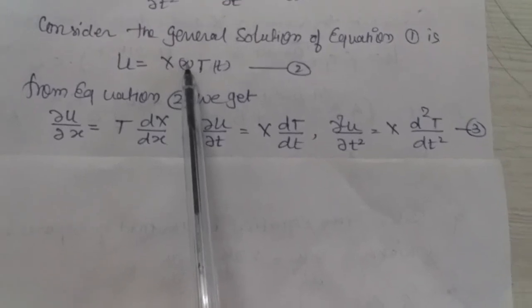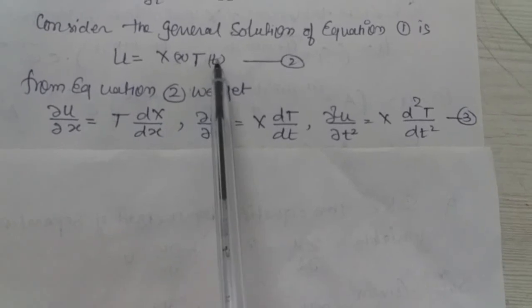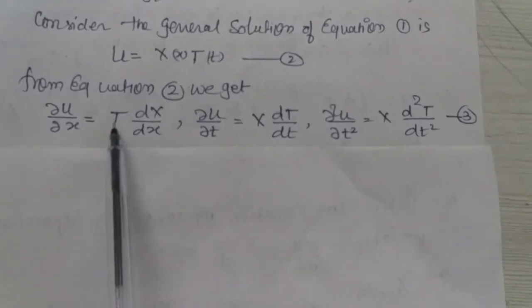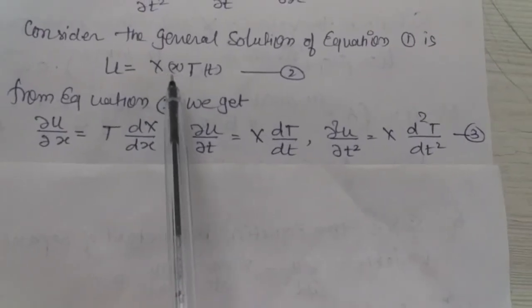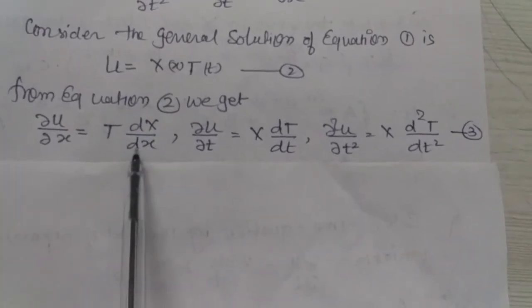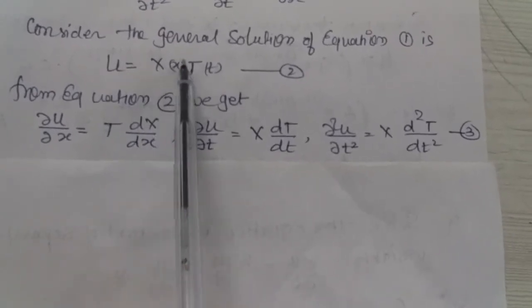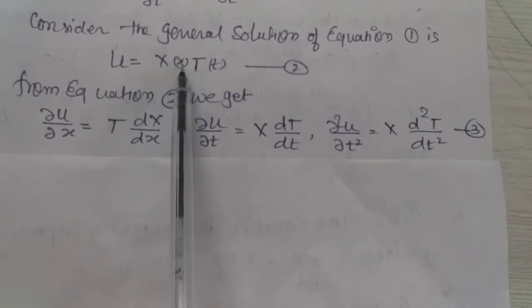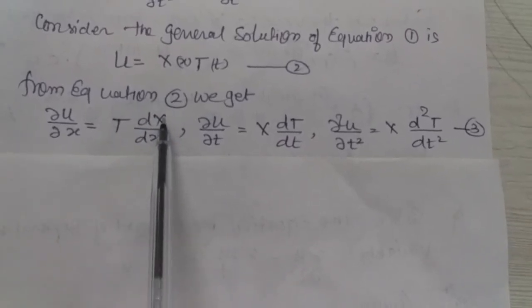Since T is a function of t, therefore it is constant with respect to x, and therefore we multiply T as it is. Now the partial derivative of X with respect to x is dX by dx, because X is a function of x only, that is it contains only a single independent variable, therefore the partial derivative is same as the ordinary derivative.